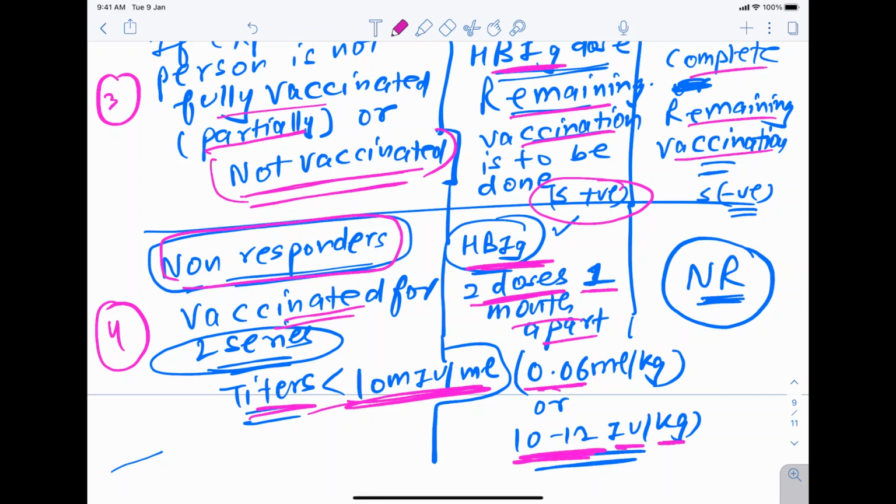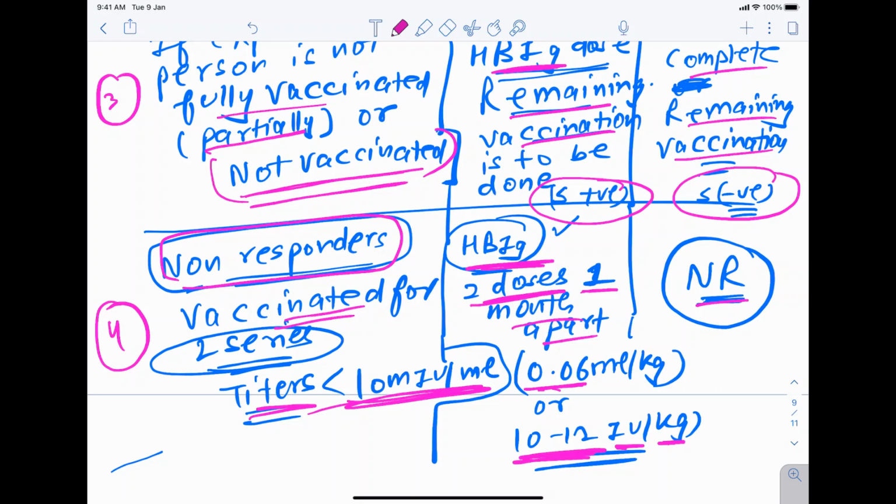And on this side, nothing is required. Why? Because the source is negative in this particular case. There is no logic of giving the immunoglobulin, because the source is negative. And vaccination they have already received, so no logic in giving the vaccination here either. So this is regarding hepatitis B post-exposure prophylaxis. I hope this helps, and this was asked twice and thrice in AIIMS.